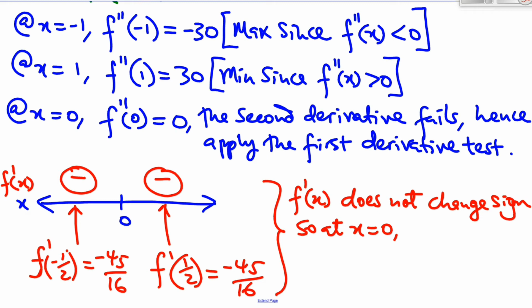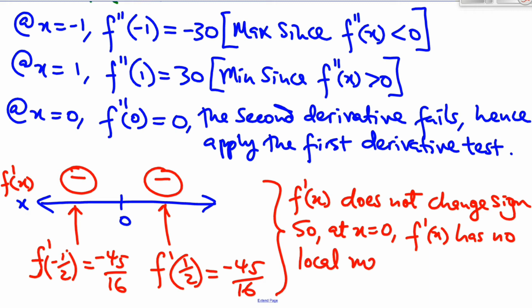Okay, so at x = 0, I'll just make this clear. At x = 0, the original function has no local maximum or minimum.